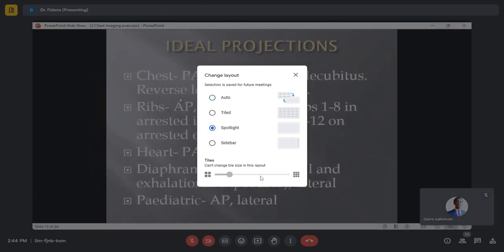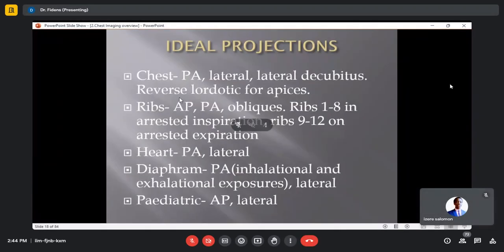That's what, by the way... Excuse me, sir. Yes. On the previous slide, I didn't understand where about lateral decubitus view.